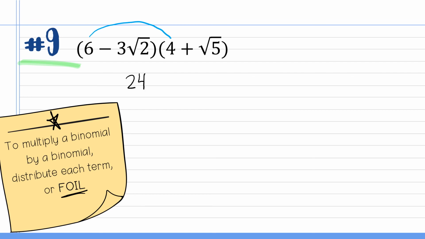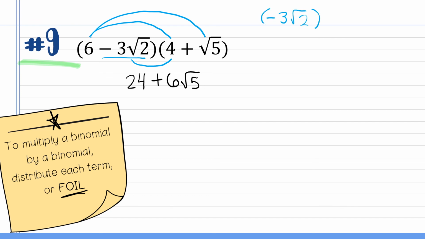Now we're going to distribute our 6 all the way to our outside term. So 6 times positive radical 5 we can write as positive 6 radical 5. Now we're going to start distributing our negative 3 radical 2, and it's important that we keep that sign with it. And we're going to multiply our negative 3 radical 2 times 4. So let's think, negative 3 radical 2 times 4. We're going to multiply our coefficients together, which would mean this negative 3 and 4, which would give us negative 12, and then we still have that radical 2.